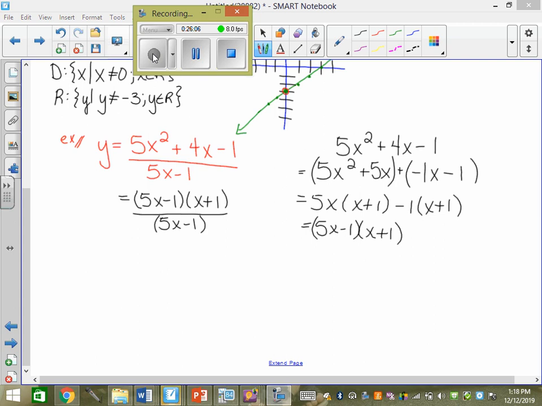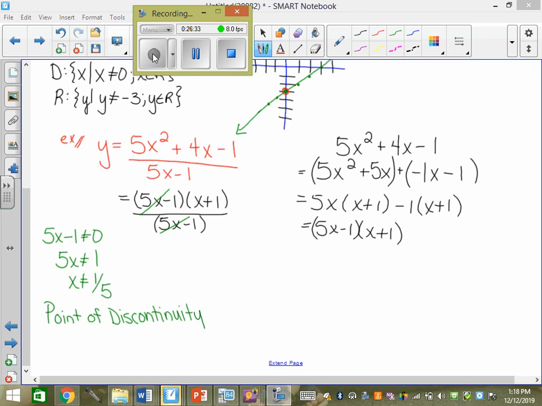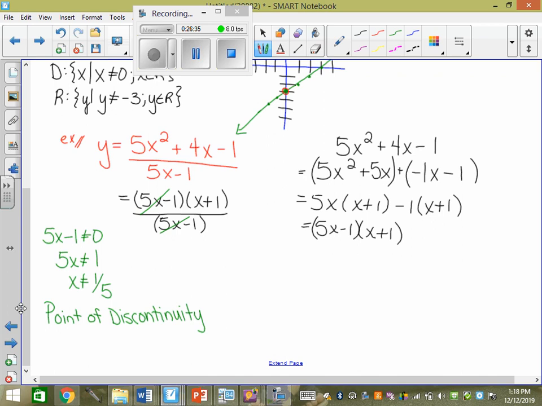Now the 5x minus 1's cancel. And I go 5x minus 1 cannot equal 0. If I want to do the non-permissible value, 5x cannot equal 1. X cannot equal 1/5. This is true. Yes? So my point of discontinuity is going to be at that value because that's where it does not exist. So the point of discontinuity is that x equals 1/5.